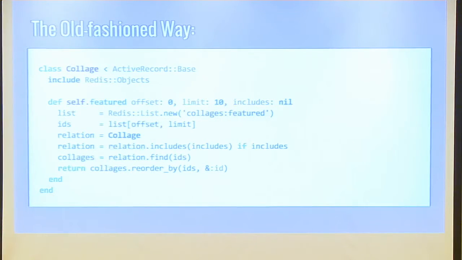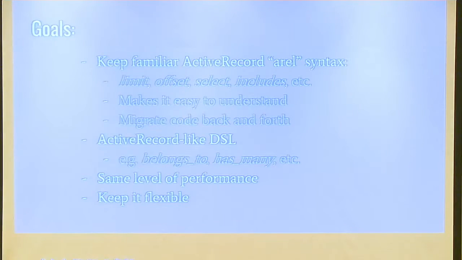The old-fashioned way was, if you wanted to have a collection of featured collages, you would write a function. Using the Redis objects gem, you would pull out the IDs, then instantiate the objects and return them in the proper order. But we wanted to be flexible. These associations, these collections, can be stored using ActiveRecord, or they can be stored different ways. So we wanted to keep the familiar ARel syntax.